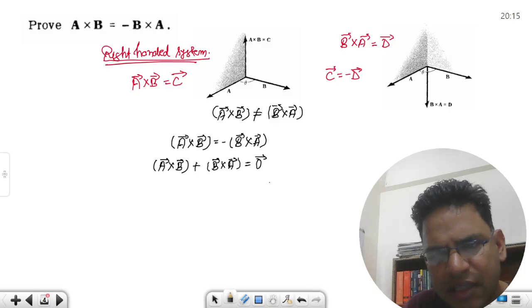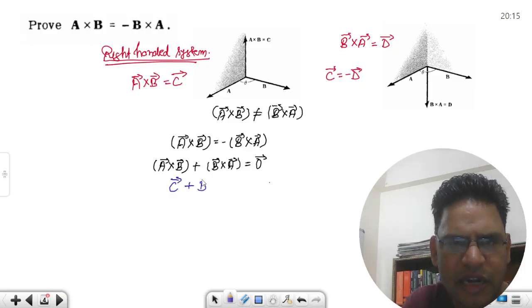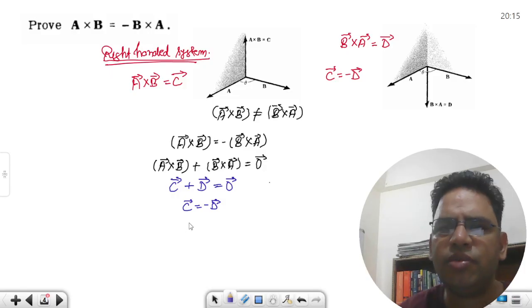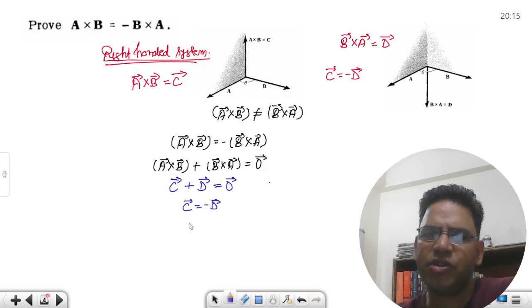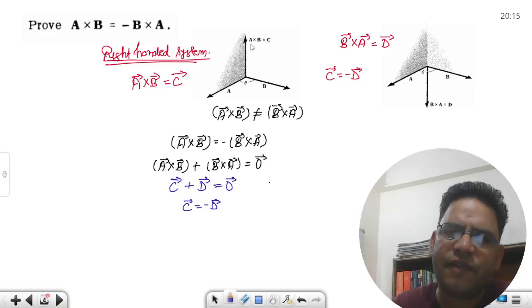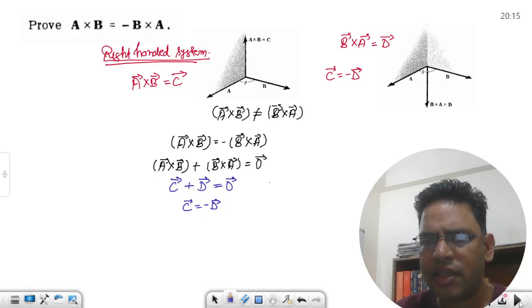It simply means, if this vector was defined by C vector and this by definition is D vector, then the sum is 0. It simply means C vector is equal to minus D vector. Both of these have the same magnitude, but their direction is opposite. And once their direction is opposite, they cancel out each other. This was the definition: C vector is equal to A cross B and D vector was equal to B cross A. All right, this is the simple question.